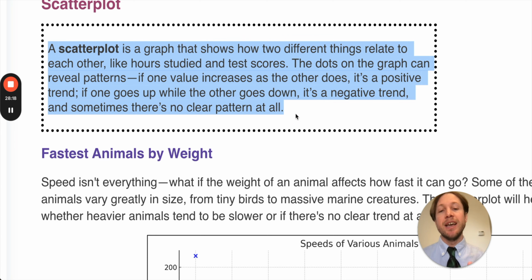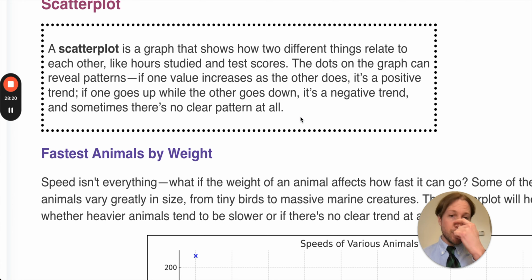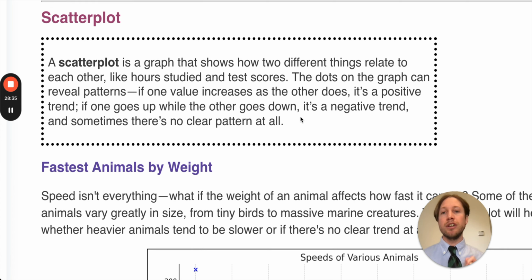If one goes up while the other goes down, it's a negative trend, and sometimes there's no clear pattern at all. Again, if on exam day you receive a test question that asks, sort of like riddle style, if there is a visual representation that has an x-axis and a y-axis, and it uses dots in order to find patterns, what are you going to choose?